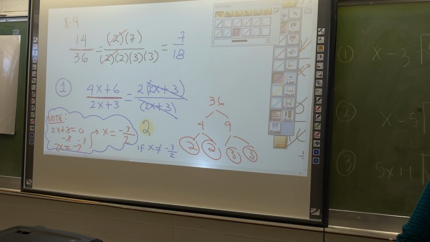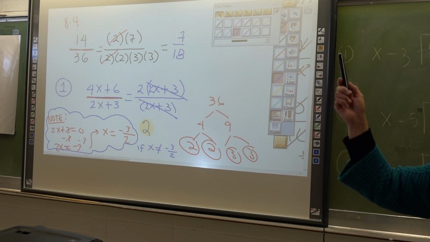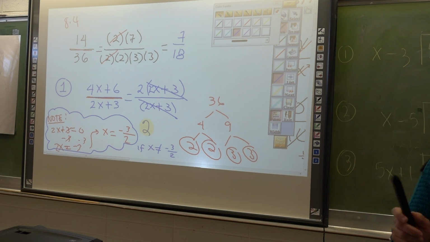So you only set it to 0 as long as the things you canceled out have a variable in it? Exactly. Because if you cancel a 2 or 3 or 4, then you don't have to do that. Okay? So that's what it is for the first problem.